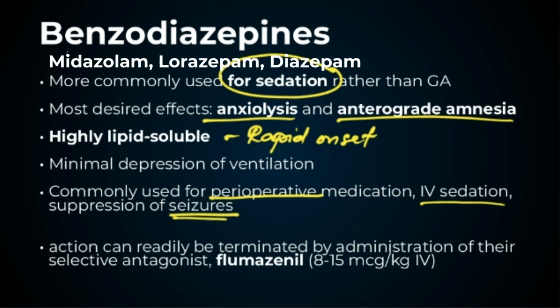Benzodiazepines are unique among the group of IV anesthetics in that their action can readily be terminated by administration of flumazenil, which is their selective antagonist. So, for example, the anesthesiologist gave midazolam, and then when the surgery is done, say the patient can now be brought or transferred to the recovery room, the anesthesiologist can give a dose of flumazenil to reverse the effects of midazolam.